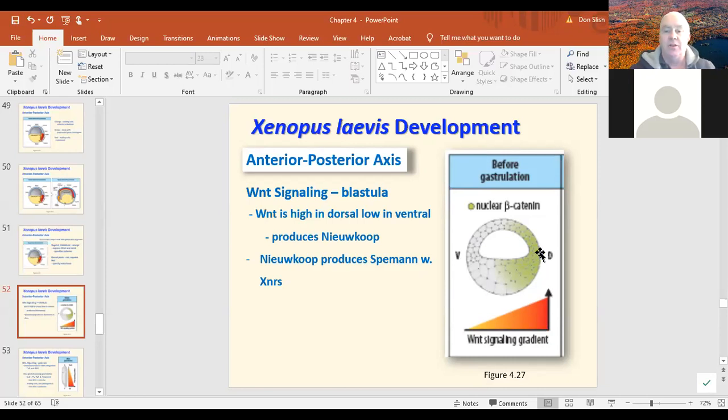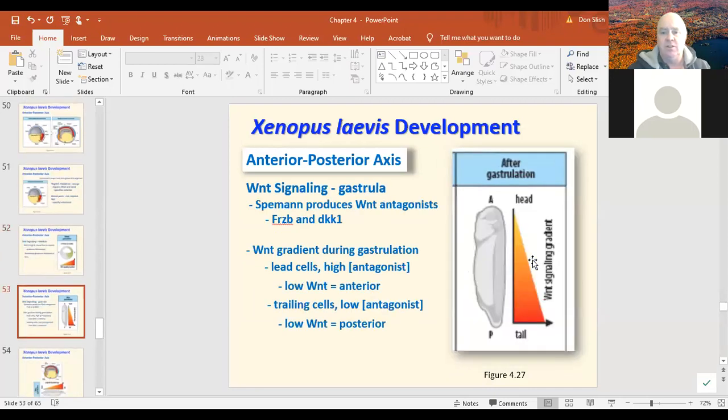So CMWA then induces the cells above it right here into becoming the Spemann organizer by upregulating goosecoid. And then that's going to produce and release our BMP antagonists as well as Wnt antagonists. So at this point, you've got this Wnt gradient from low to high here, and now you're going to produce Wnt antagonists over here in the Spemann organizer.